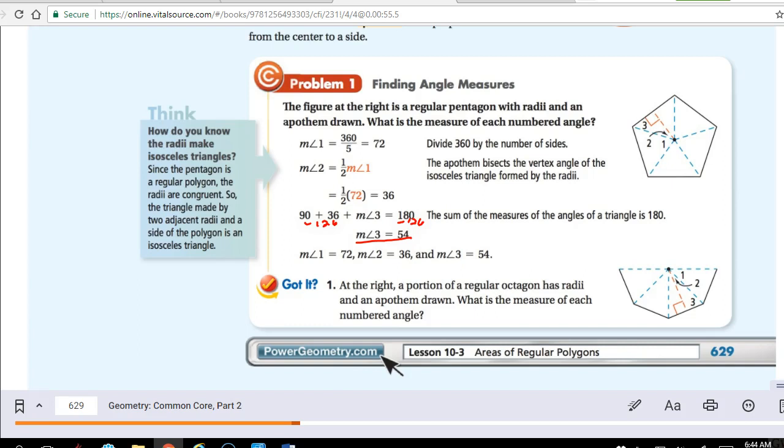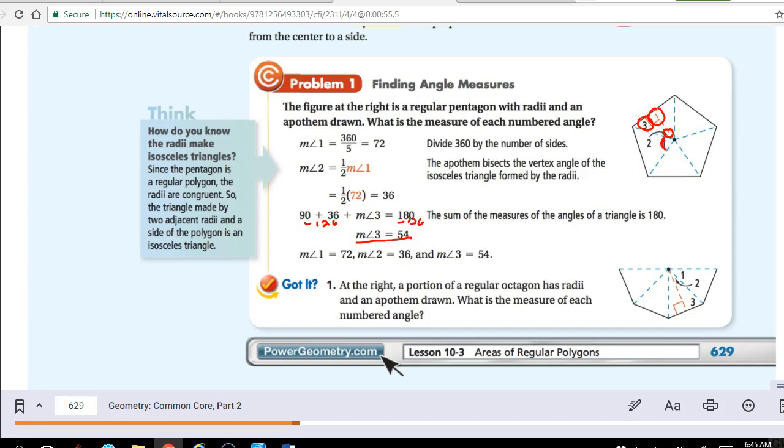So now we know this angle is 54. This little tiny one in here was 36, and that one's 90 degrees. And the original one, the big one right there, angle 1, was 72 degrees.